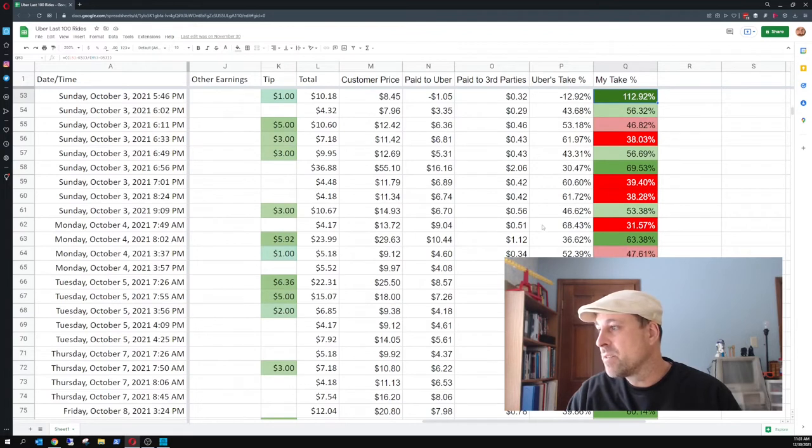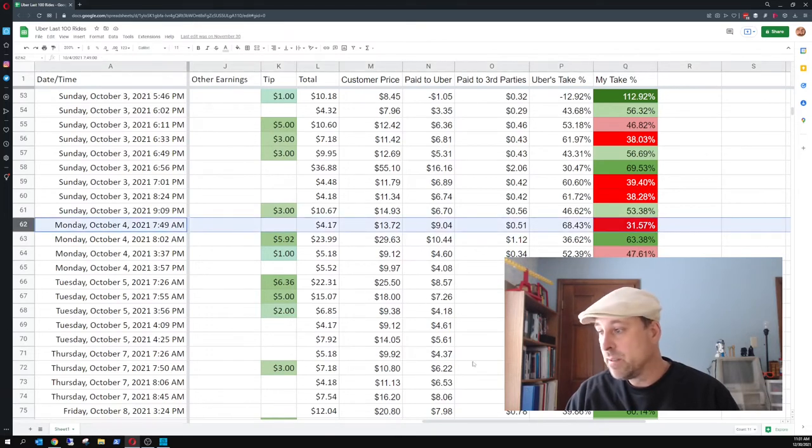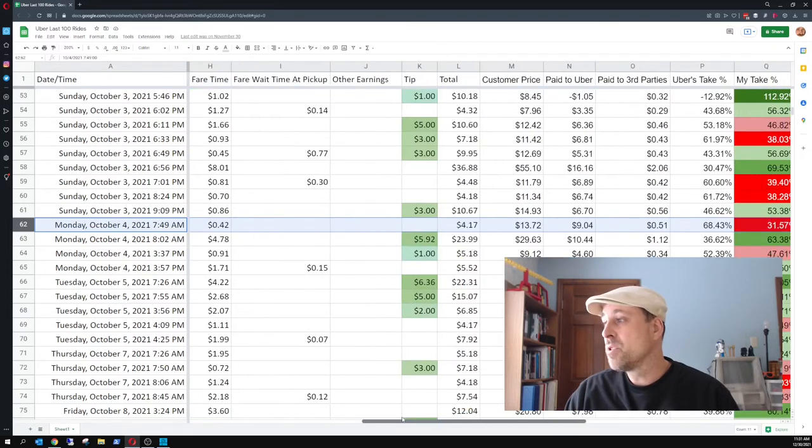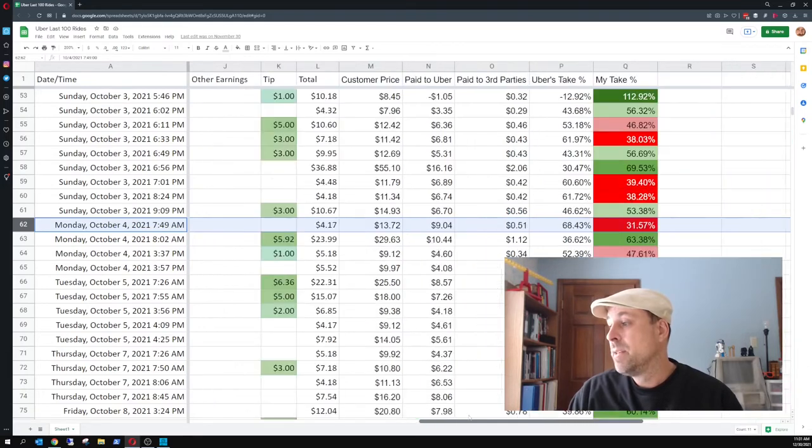Pretty interesting. Here's the really lowest one here, which is a 31.57% on a Monday morning on my way into work. I got $4.17, and the customer paid $13.72, and there was no surge. No surge, no long pickup. Again, no rhyme or reason why I only got 32% of the pay on that trip.